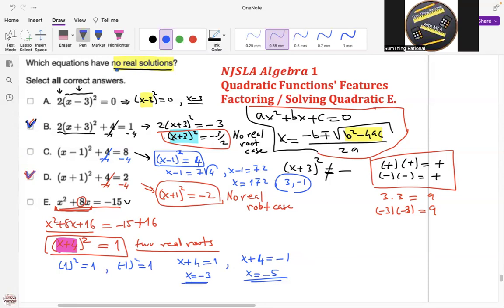Because it asks for no real solutions. Again, pay attention here. You underline, if possible, what they want from us. First, understanding the question is important. It is halfway of the solution.